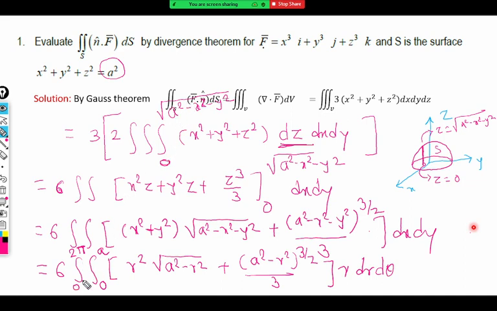Only here the situation will come. It becomes 0 to pi by 2. You can observe it is 4 times 0 to pi by 2. So there is a little bit of change in the limits, but only the limits of x and y will change, mainly the limits of theta only. Got it? Yes, sir, got it. Okay, good.